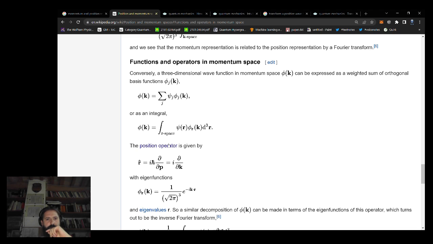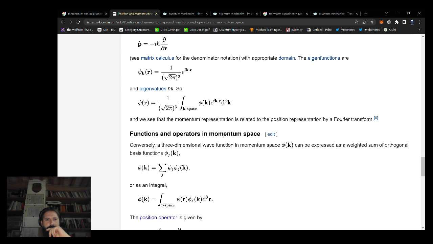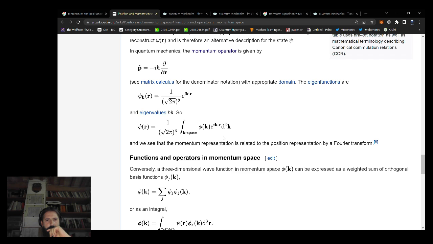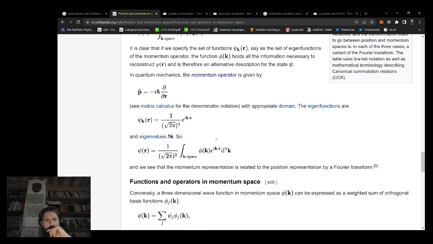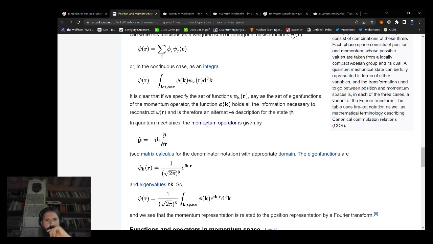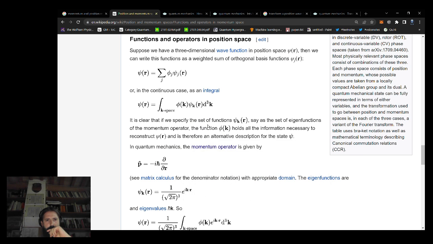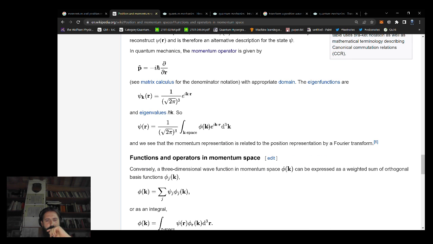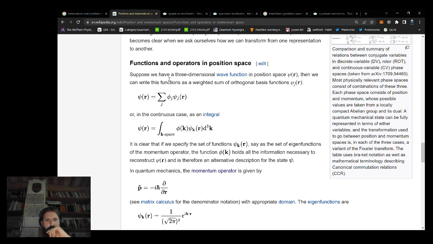And then you're saying you can express a wave function in, is it easy to work from position space? This is how to transform. This is how to get.